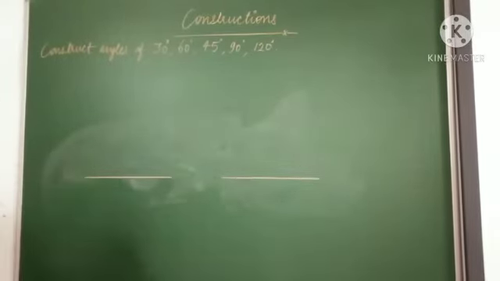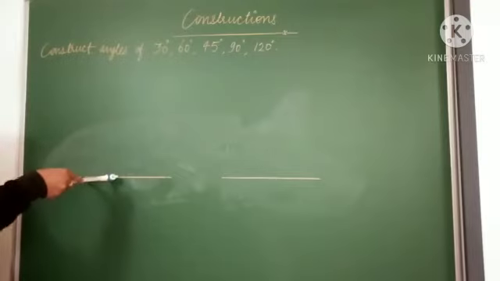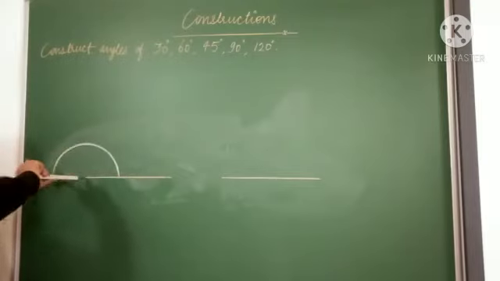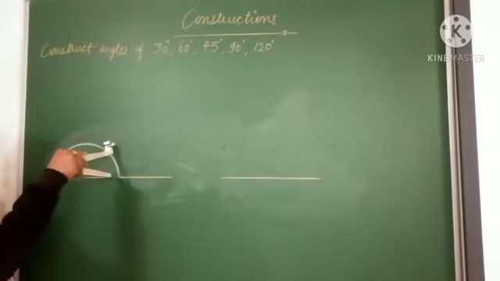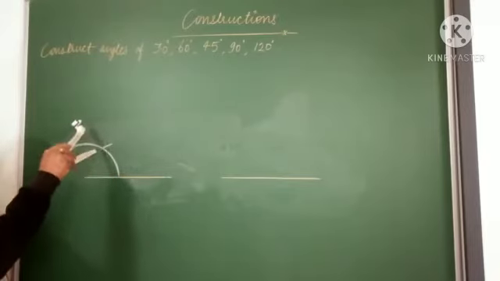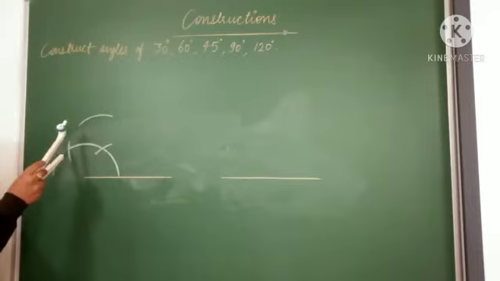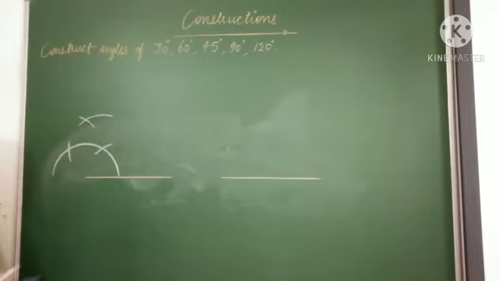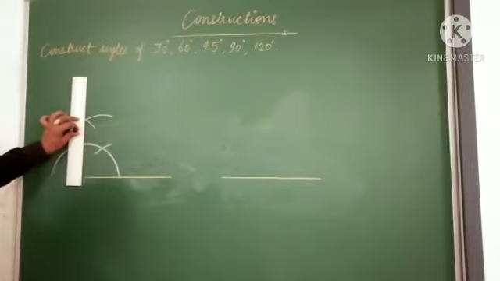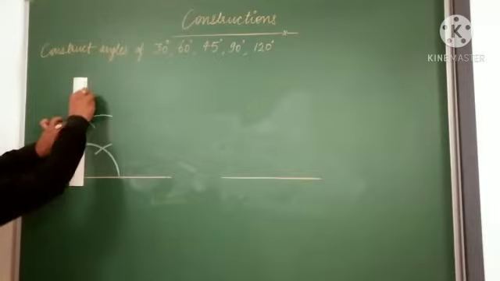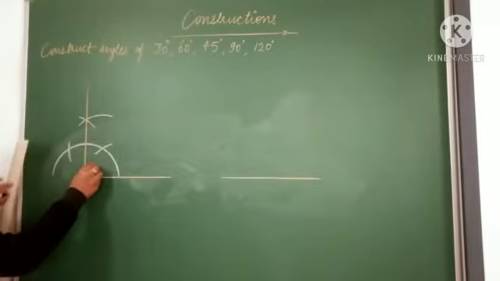Now 90 degree angle. A line segment of any length, taking any radius in the compass, we will cut an arc, then one more arc on the previous big arc, one more arc, and one arc. When we join this intersecting point from the starting point of the line, we will get this angle exactly 90 degree.